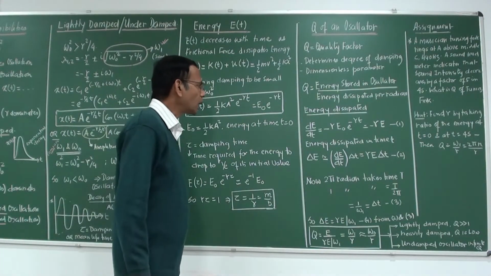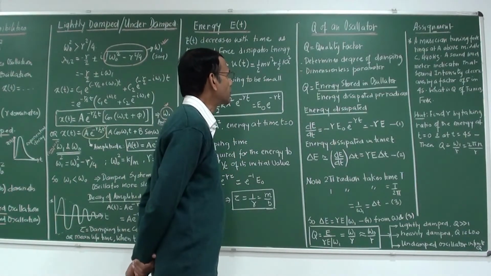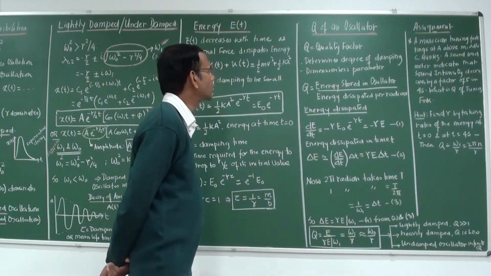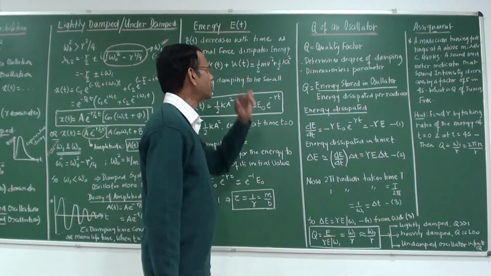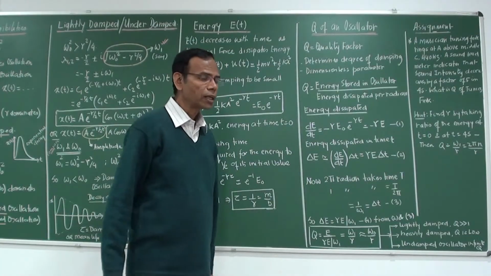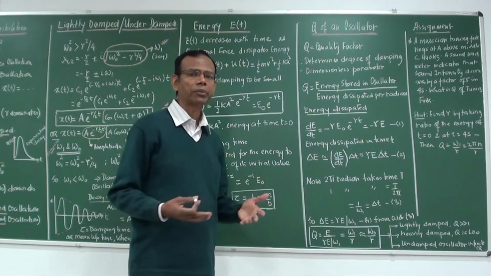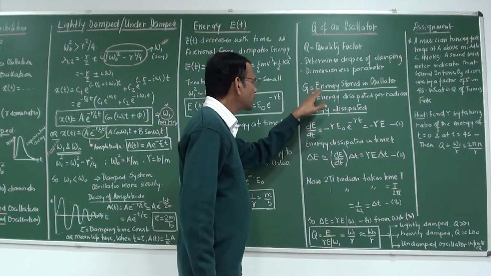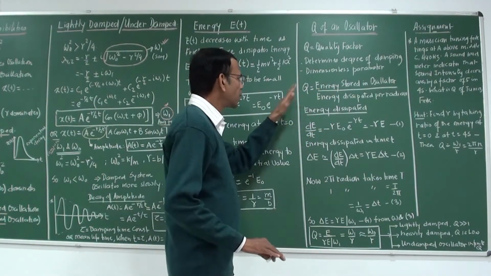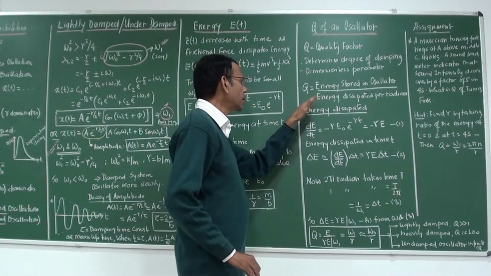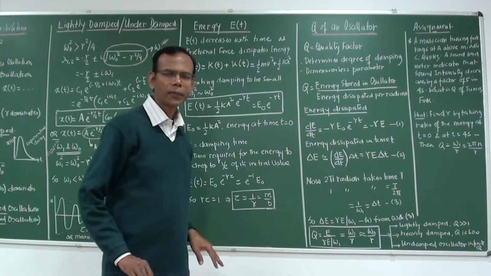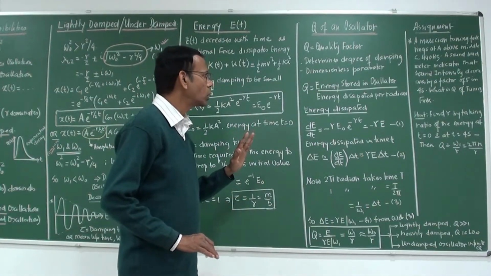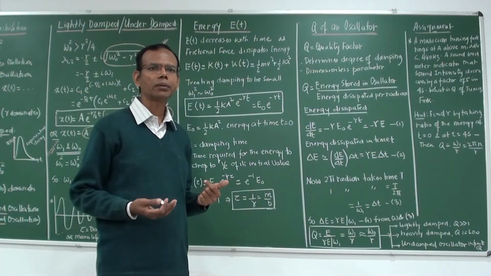Now we will come to another important quantity, which is a dimensionless quantity for a damped oscillator. That is known as the quality factor. Now what does the quality factor mean? It determines the degree of damping. How much is the damping? The way it is defined, Q is equal to the energy stored in the oscillator at a particular time, divided by the energy dissipated per radian, not per unit time. This particular ratio will tell us how effective a particular system is.